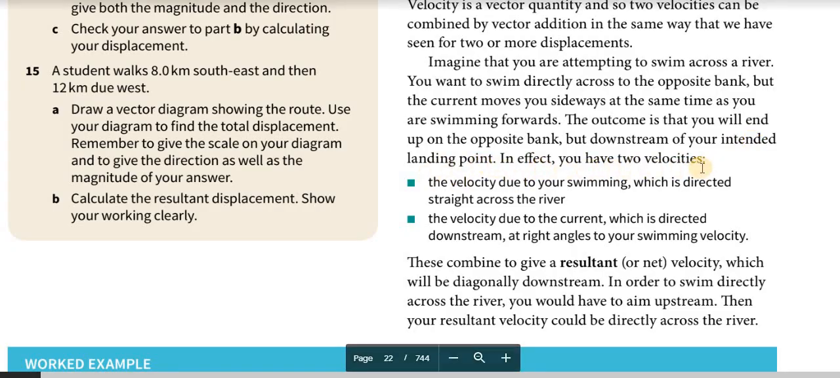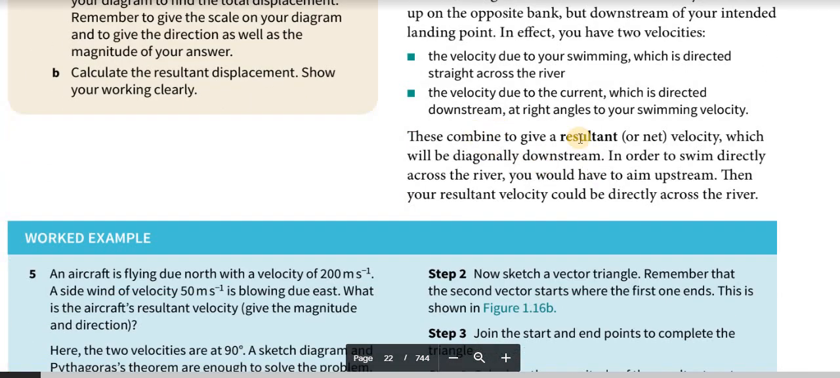In effect, you have two velocities. The velocity due to your swimming, which is directed straight across the river. The velocity due to the current, which is directed downstream at right angles, perpendicular to your swimming velocity. These combine to give a resultant or net velocity which will be diagonally downstream. In order to swim directly across the river, you have to aim upstream. Then your resultant velocity would be directly across the river.